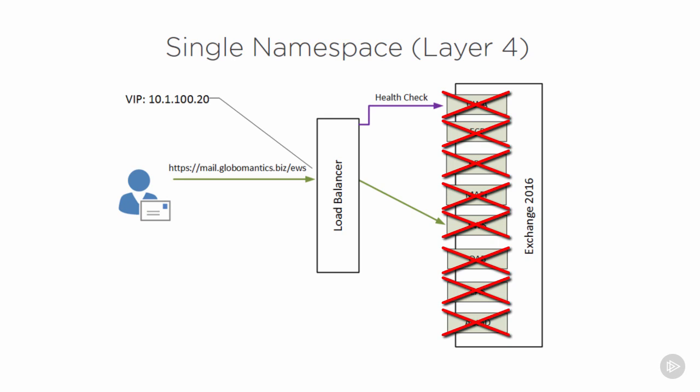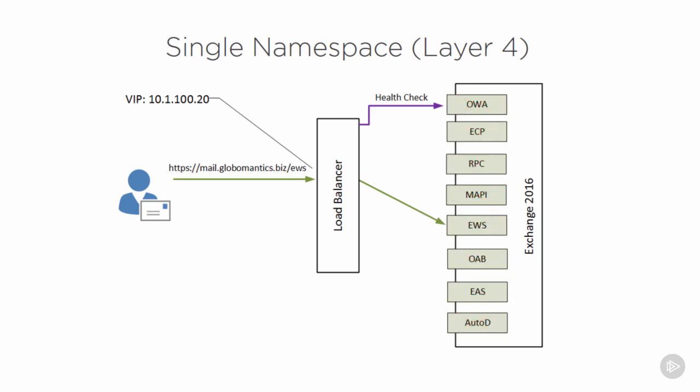So the load balancer will send the traffic to one of the other servers in the member pool, and this entire server will be basically taken out of action because of the failure of that one protocol. Now, in a similar sense, if the EWS protocol was the one that was unhealthy, the health check would not detect that because the health check is only checking for the OWA virtual directory health. So in that situation, the load balancer might actually send the client traffic to an unhealthy service, and that's going to cause a problem for the users.